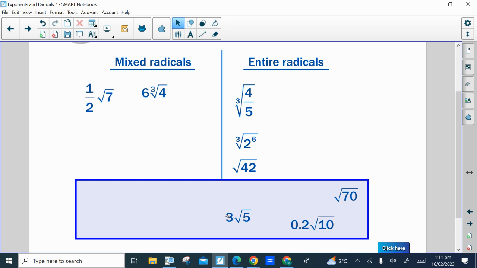3 root 5. Keen, here's your chance to redeem yourself. Why? And what is the value of the coefficient? What is the value of the number in front? Are you blind? Oh, I said it. I was supposed to just think it. Sorry. 3, right? Your coefficient is 3. Root 70. Brody, mixed or entire? Because? No coefficient. Emil, 0.2 root 10. Mixed or entire? Because? There is a coefficient. There's a number in front. 0.2.